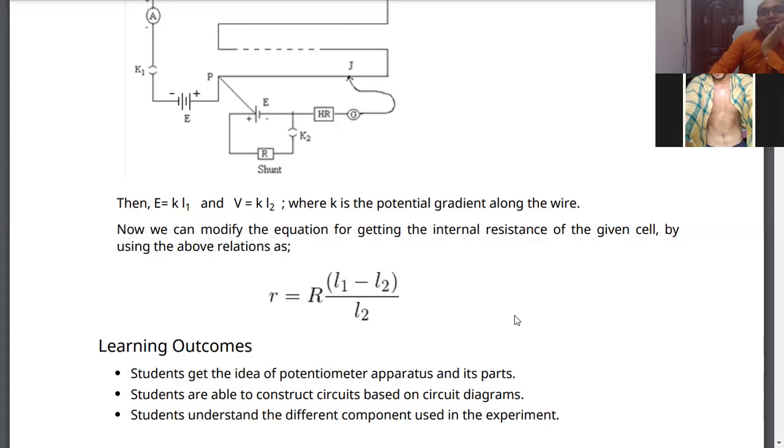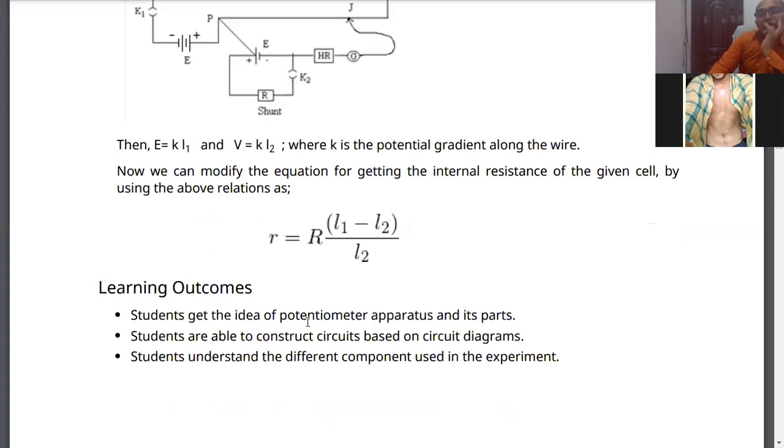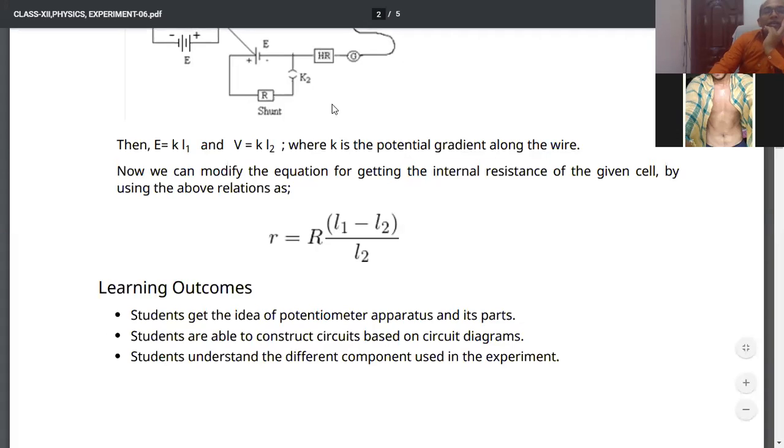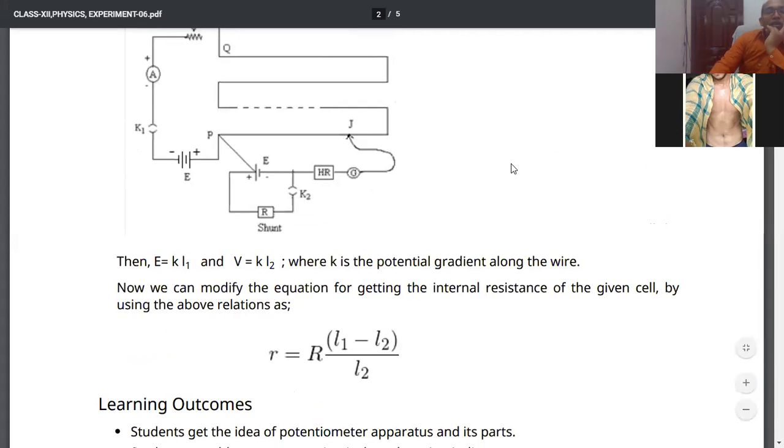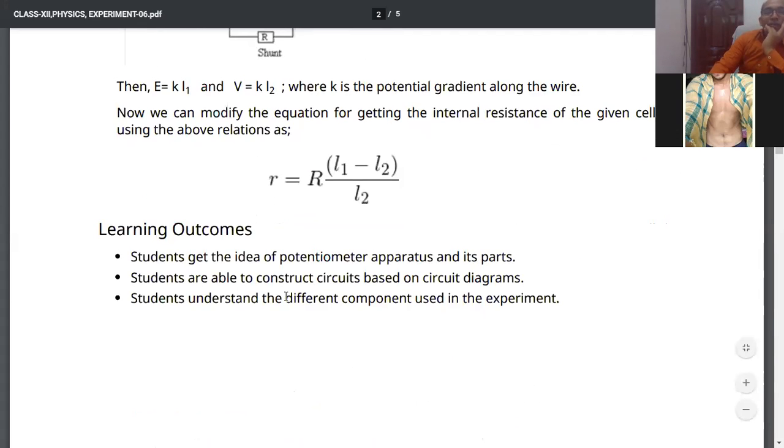So this is the theoretical part and the learning outcome of this experiment. A student gets the idea of the potentiometer apparatus and its parts. Second, students are able to construct the circuit based on a circuit diagram like this. By looking at the circuit diagram, you can complete the circuit in a real physics lab. Third, a student understands the different components used in the experiment. This is the learning outcome.